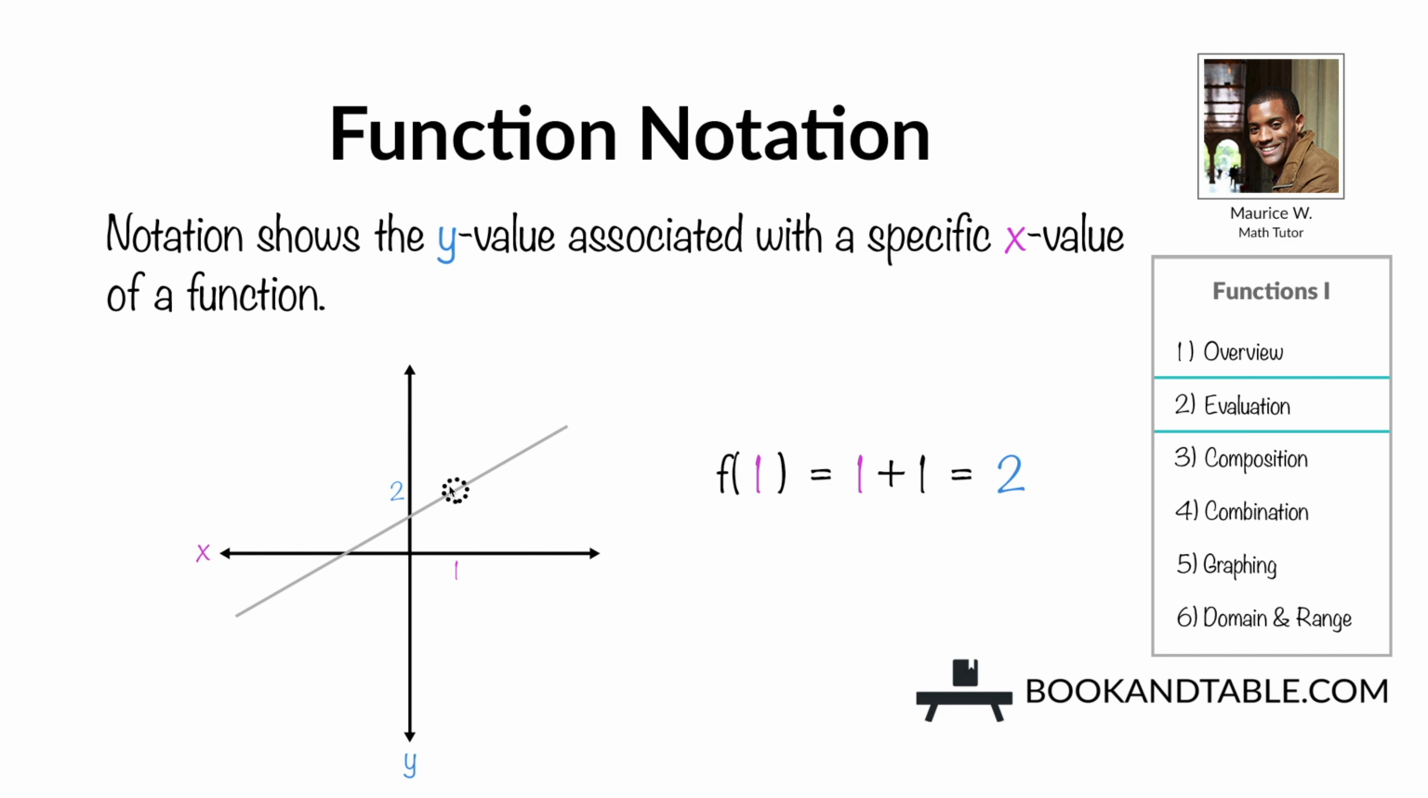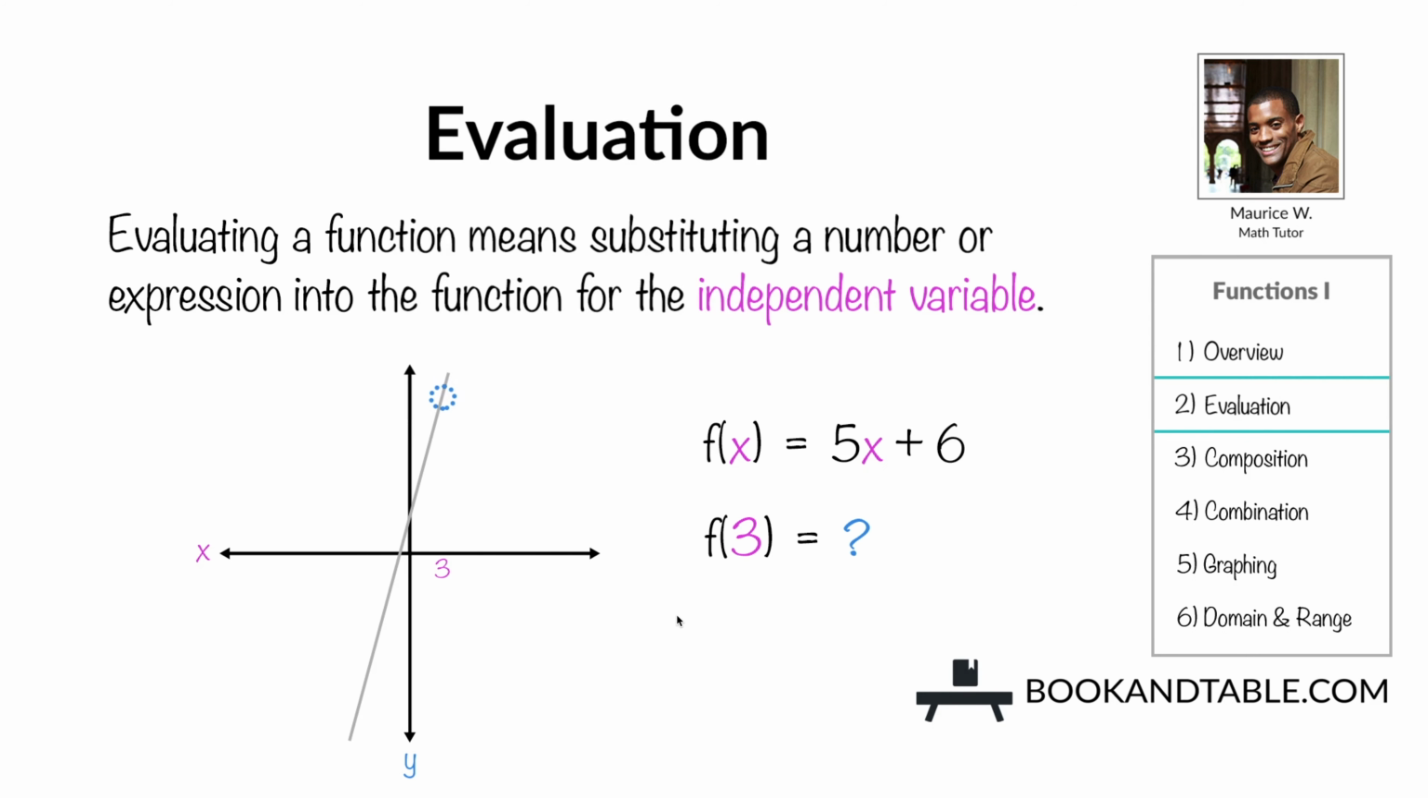So this is the general process of evaluating a function. Now, evaluating a function means substituting a number or expression into the function for the independent variable. So let's say we had the function f of x is equal to 5x plus 6, and you were asked what is f of 3 equal to. What this question is asking you is if you go to 3 along the x-axis, what is the y value associated with this specific x for the function?